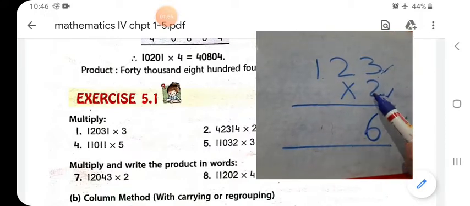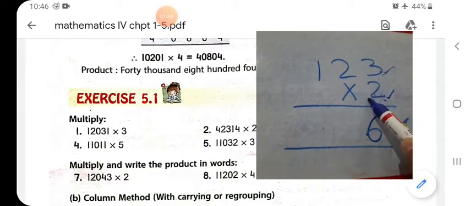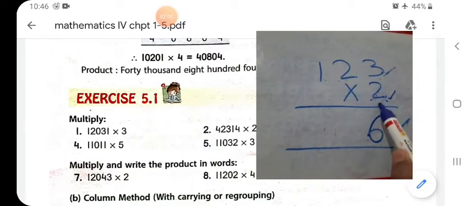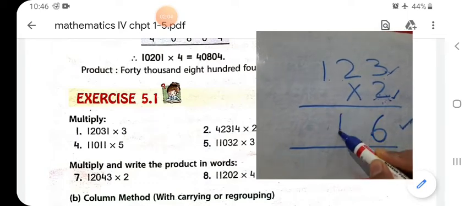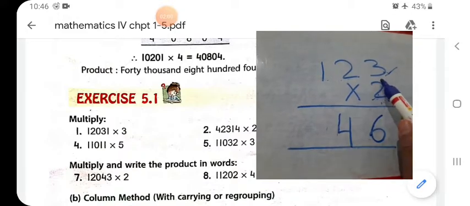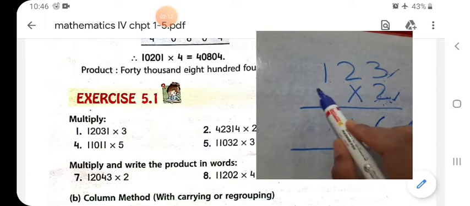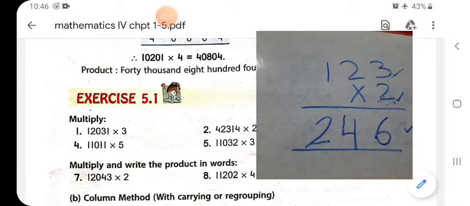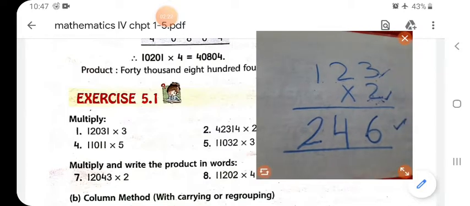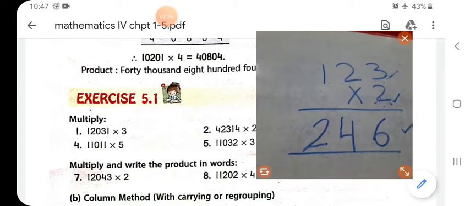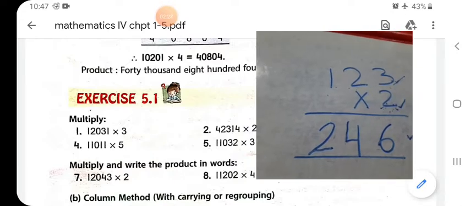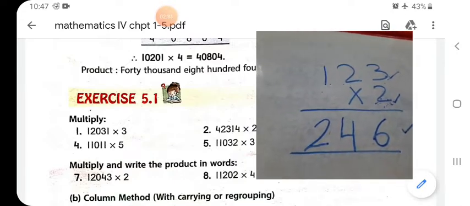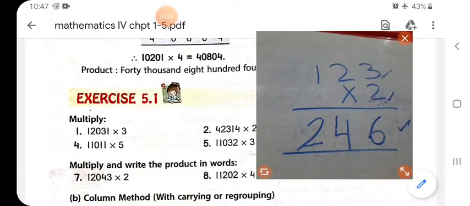Next, we multiply this 2 with this 2 again. 2 twos are 4, so the answer is 4. Now multiplication with 3 is done, 2 is done, and one more digit is there, that is 1. 2 ones are 2. So this is the multiplication with a single digit without carry. As you can see, there is no carry in this sum.